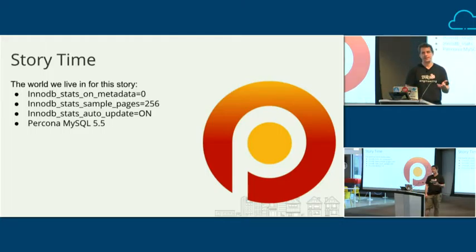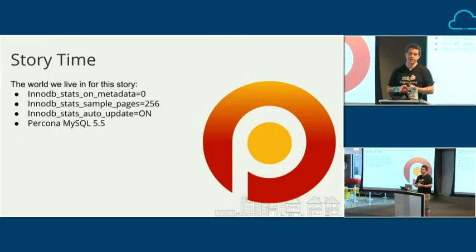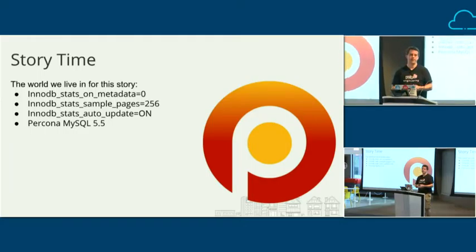This is kind of how your query plan will drift when you've fully optimized it. And for this particular talk, the world that we live in is Percona 5.5. This is a particular version of MySQL that will give us the InnoDB stats auto-update feature, which is not available in vanilla Oracle. I'll talk about it a bit later. InnoDB stats on metadata is disabled, which is by and large the recommendation for everyone that runs MySQL and is the default in MySQL 5.6. And InnoDB stats sample pages, which I'll talk about later, is set to 256.